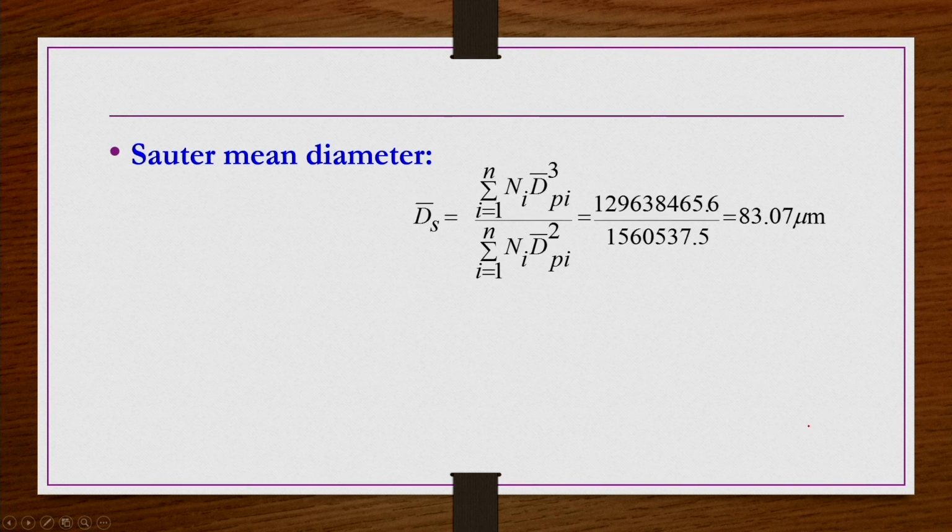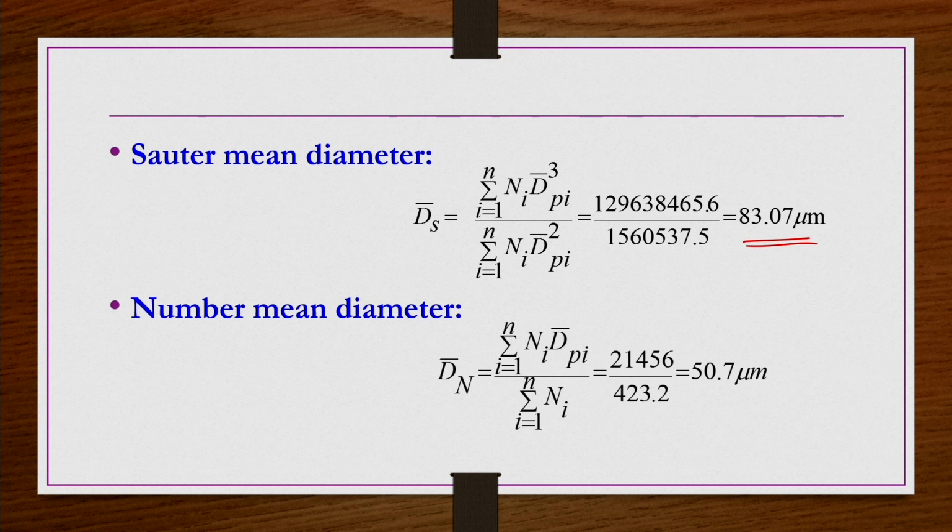So Sauter mean diameter, we know d̄s is equal to Σ Ni d̄pi³ divided by Σ Ni d̄pi². When you substitute these numbers, you get 83.07 microns. Similarly, number mean diameter is Σ Ni d̄pi divided by Σ Ni, and you will get 50.7 microns. So here also we see two different mean diameters giving different values.